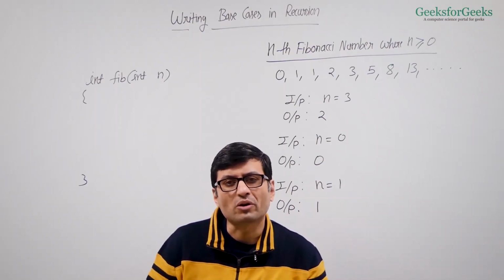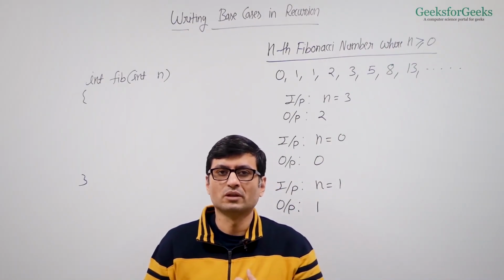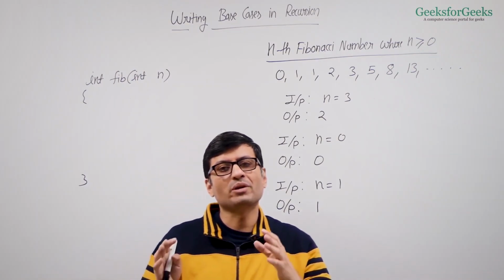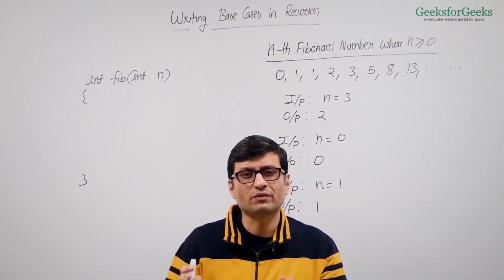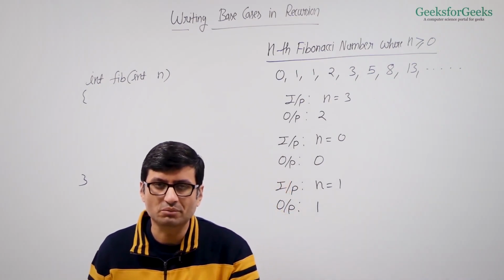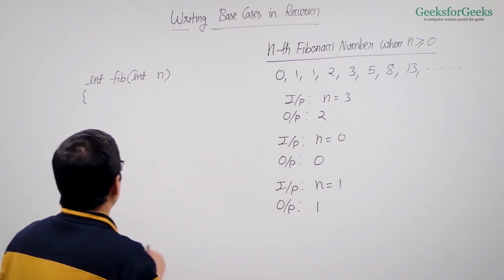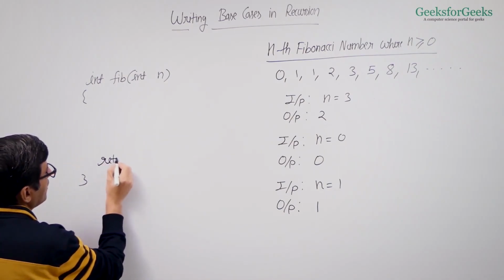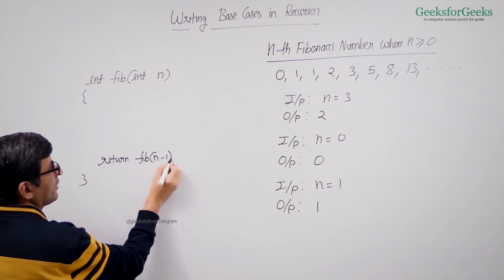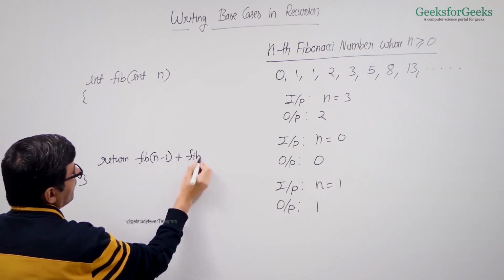Let us now talk about nth Fibonacci problem. We can easily guess nth Fibonacci number can be recursively computed as sum of n minus 1th Fibonacci number and n minus 2th Fibonacci number, right? So we can guess this part that we are going to return fib of n minus 1 plus fib of n minus 2.